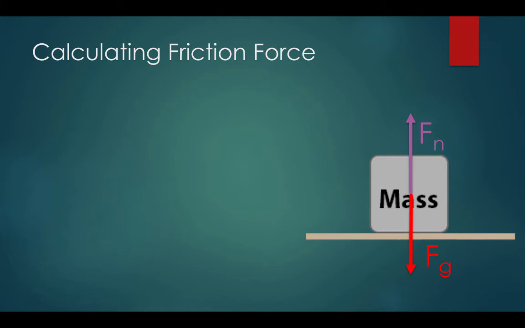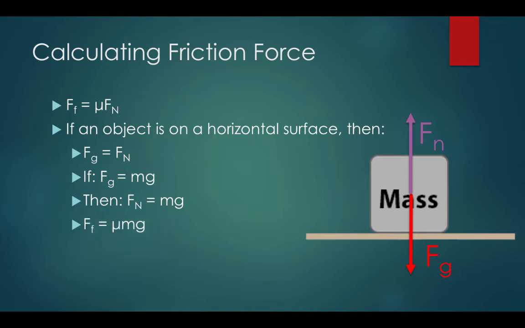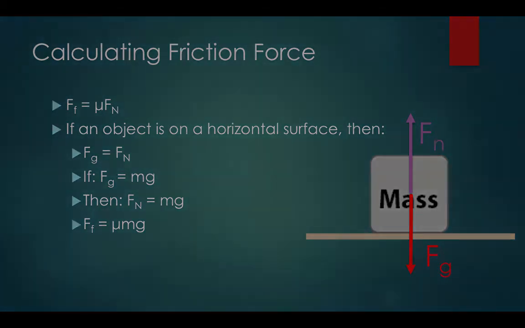Calculating friction force is pretty easy. The formula for friction force is mu times force normal. If the object is on a horizontal surface like a desk, then the magnitude of force gravity equals the force normal. So force gravity equals mass times gravity. Then force normal also has the same magnitude as mass times gravity. So we can simplify force friction as mu times mass times gravity.